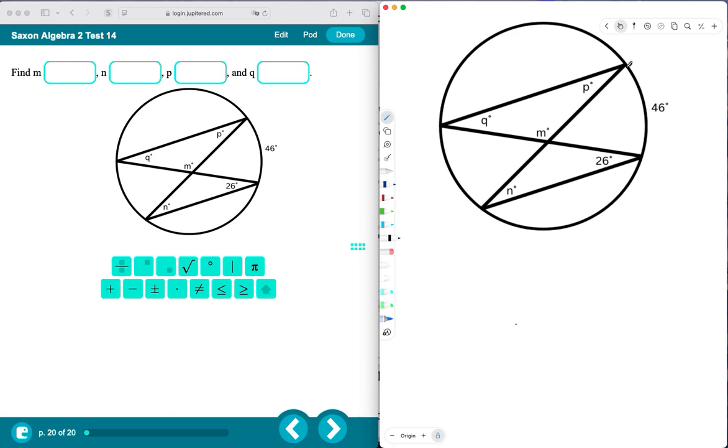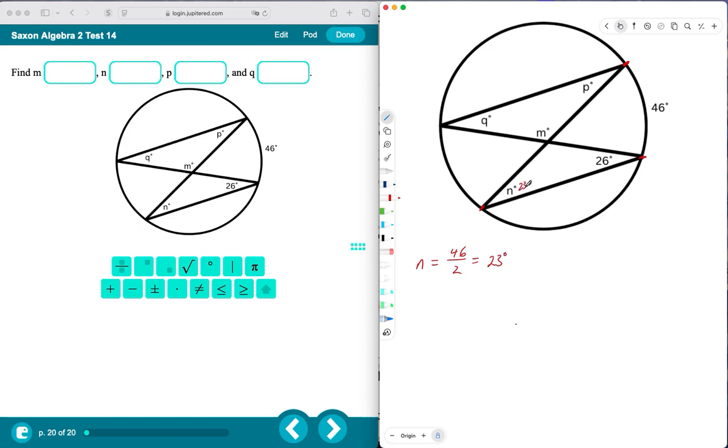Okay, so we know that when we have an arc of a circle right here, let me get a different color. This is an arc right here, and it's intercepted on the circle. When we have an inscribed angle, that's one that goes all the way to the other side, it's always going to be half of what the arc is. So N is going to be equal to 46 divided by 2, which is going to be 23 degrees. So N is 23 degrees.